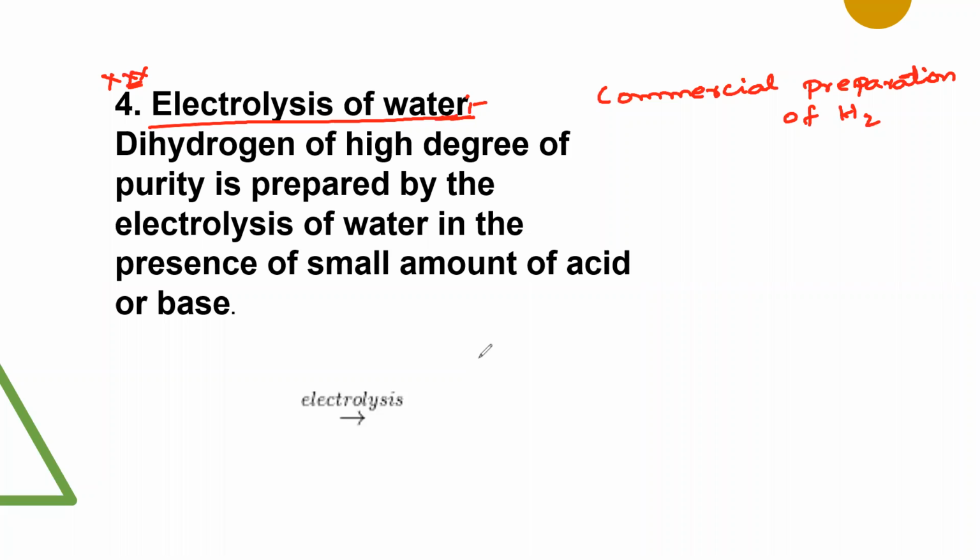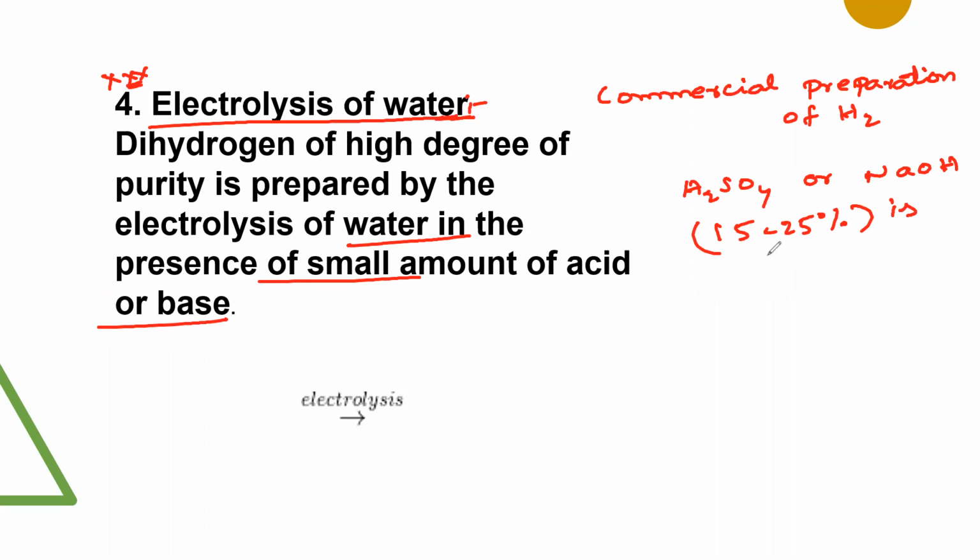So dihydrogen with a high degree of purity is prepared by the electrolysis of water. A small amount of acid or base is added. Let us take sulfuric acid: a small amount of sulfuric acid, or an alkali, for example sodium hydroxide, that is 15 to 25%, is added to water.